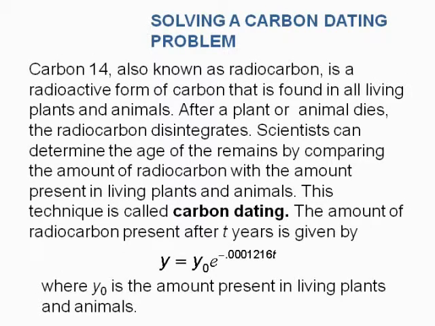All right, so we're going to look at this. Carbon-14, also known as radiocarbon, is a radioactive form of carbon that is found in all living plants and animals. After a plant or animal dies, the radiocarbon disintegrates. Scientists can determine the age of the remains by comparing the amount of radiocarbon with the amount present in living plants and animals. This technique is called carbon dating.